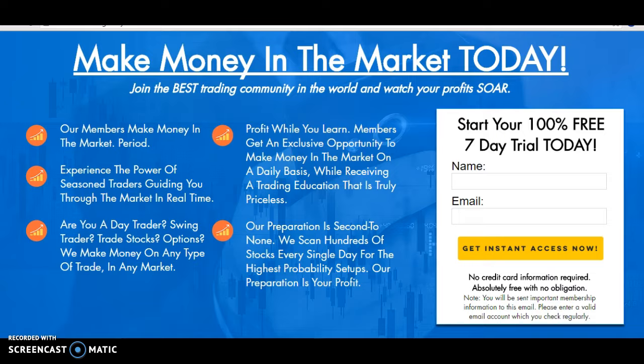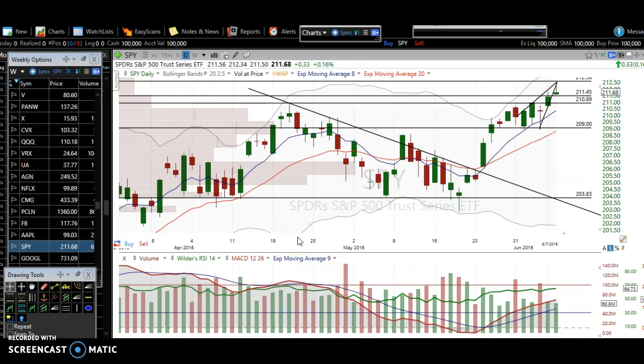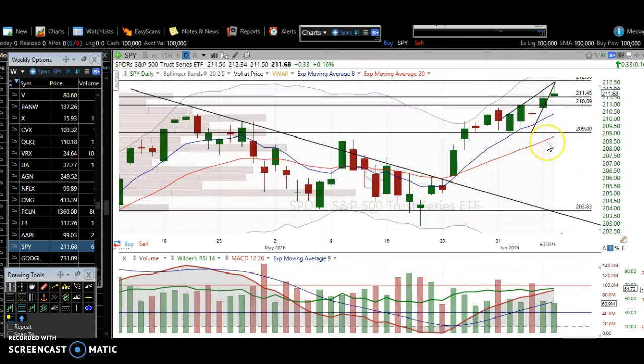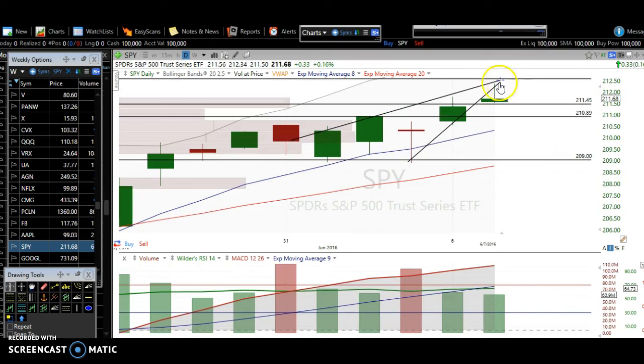Alright guys, let's get into these charts here. First I'm going to start off with the S&P 500. So we have today a potential reversal candle. We had a longer upper wick here, but if you notice we still closed above the previous close. So it's still a green close.